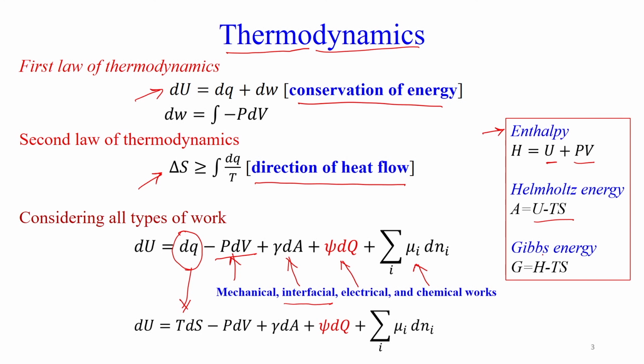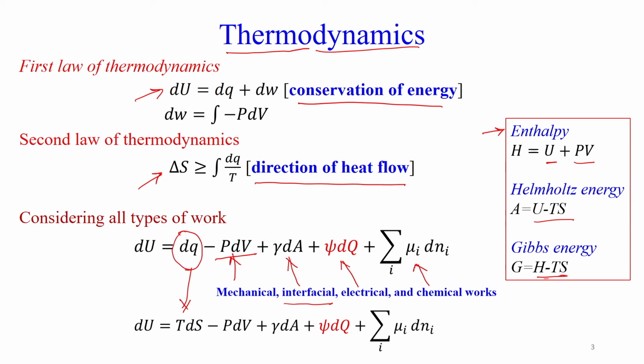Second is the Gibbs free energy, G is equal to H minus TS. H is enthalpy, the total energy, minus TS, the unavailable energy. So, Gibbs free energy is the maximum available energy which can be utilized for work.